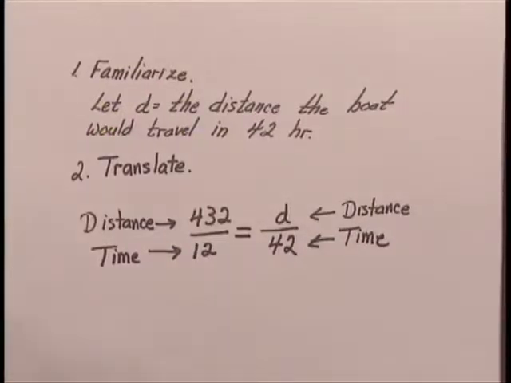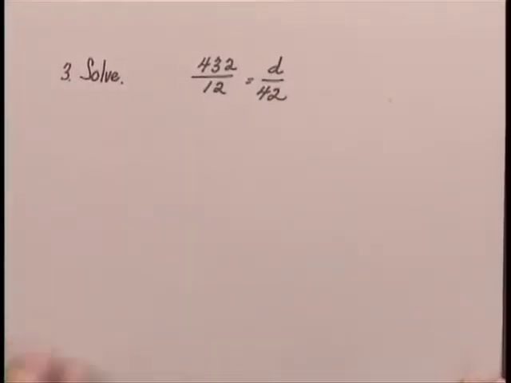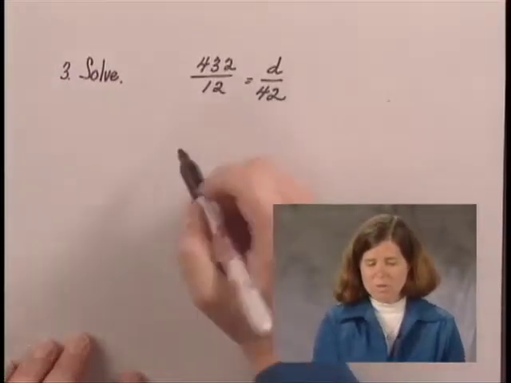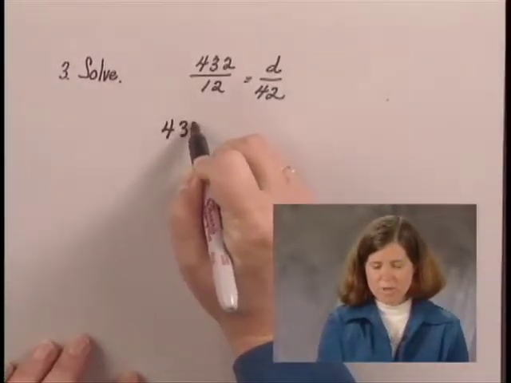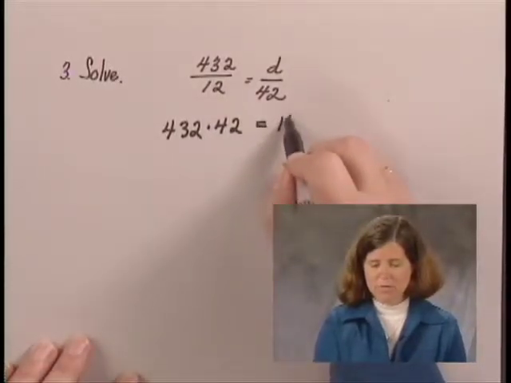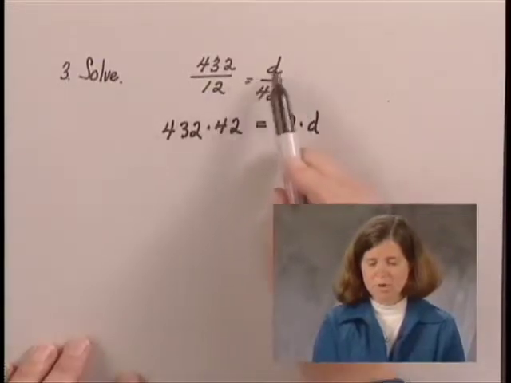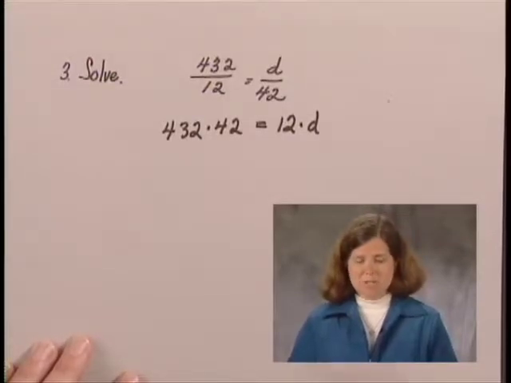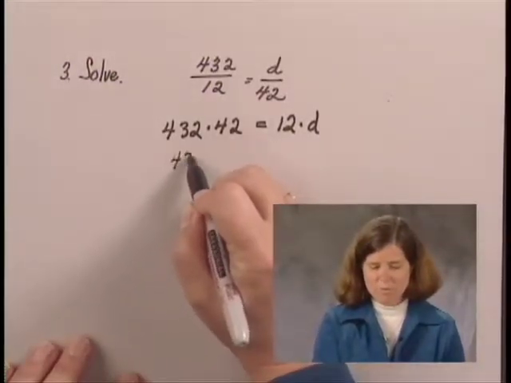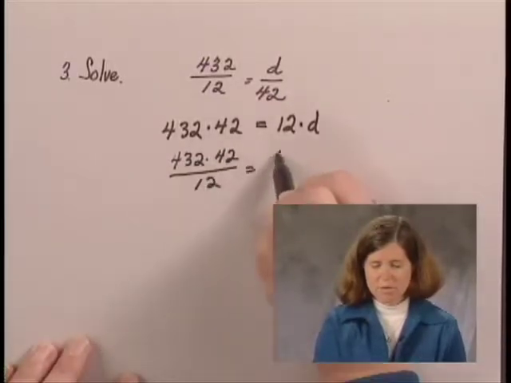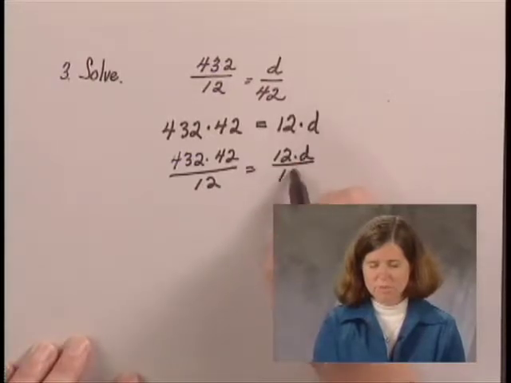Our third step, we will solve that equation. We will solve 432 divided by 12 equals d divided by 42. To solve this, we'll equate cross products. We will equate 432 times 42 and 12 times d, the cross products of the proportion. To solve for d, we divide both sides by 12. We have 432 times 42 divided by 12 equals 12 times d divided by 12.